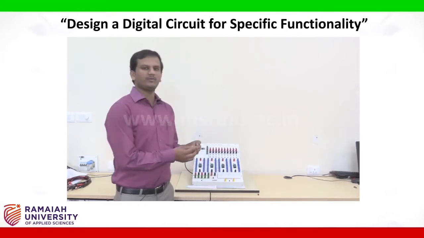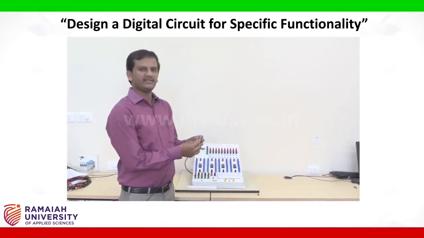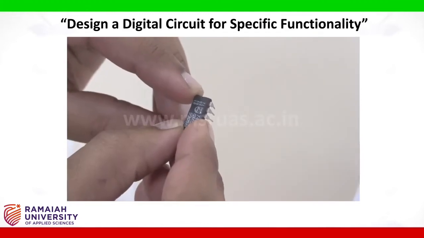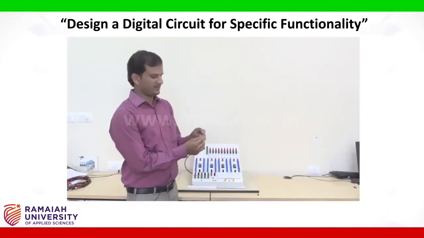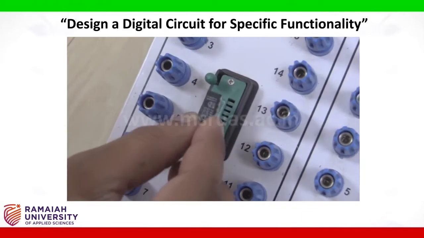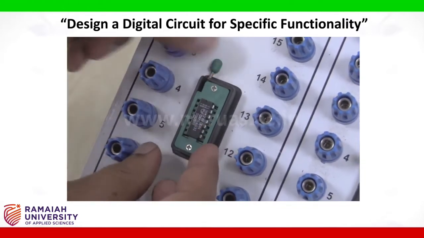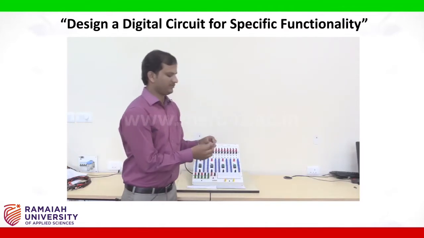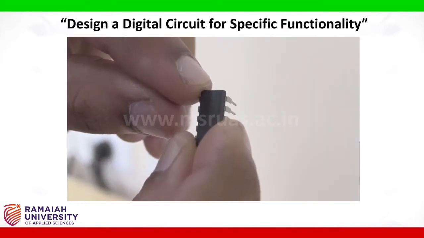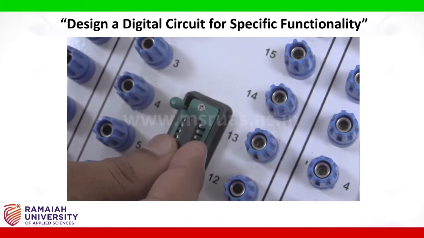This is 7400 IC. So while placing the IC into the IC base, again make sure the notch should be directed upwards, and I am placing it into the first IC base and close the lever. Similarly I will take one more IC, I am going to place it in the second IC base.